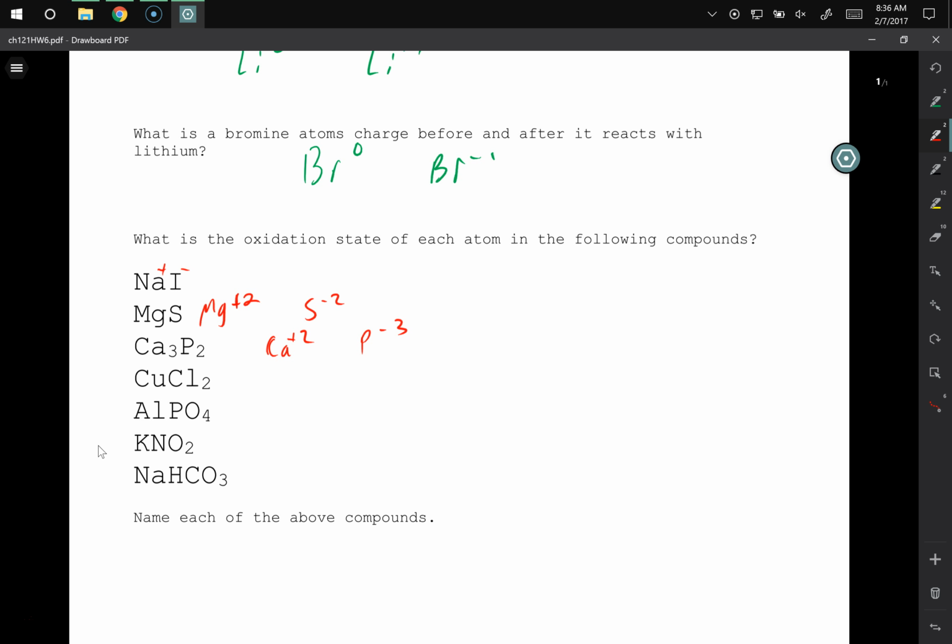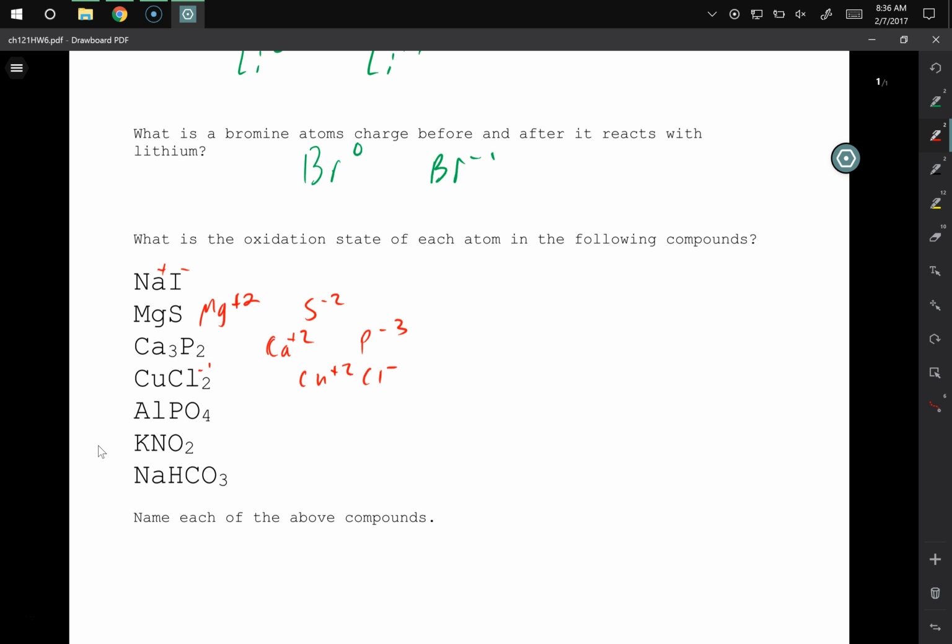Copper in this one. Do I know what copper's charge is? Can I figure out what copper's charge is by looking at the table? I can. If I look at copper, its oxidation state, say 2 or 1, and 2 is most common because it's bolded, but I don't know for sure. But there's no rule about copper, but there's a rule about chlorine because it's a halogen. So what's the chlorine's charge? -1. So if my chlorine's charge is a -1, and there are 2 of them, then my copper's got to be a +2.